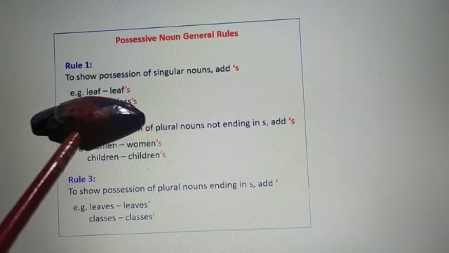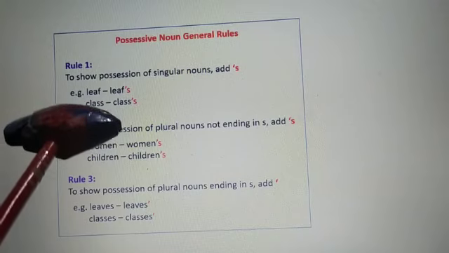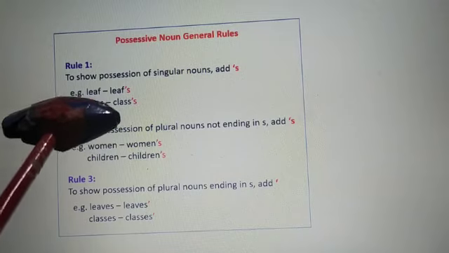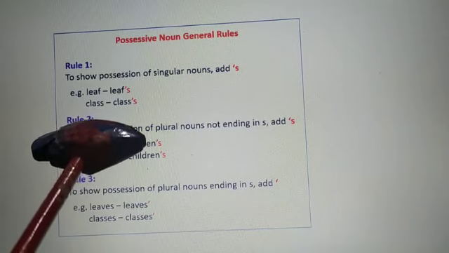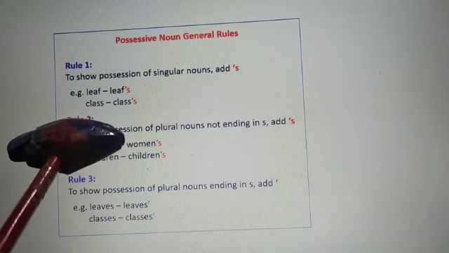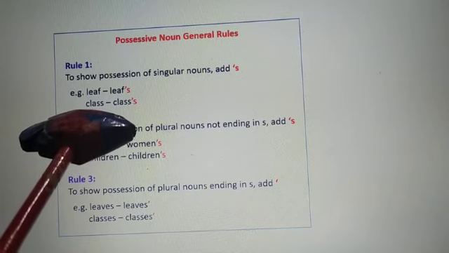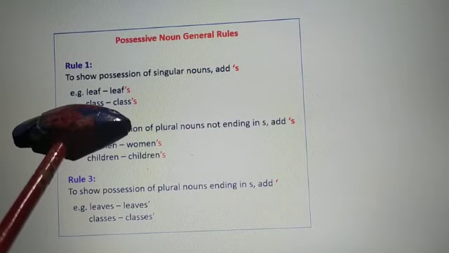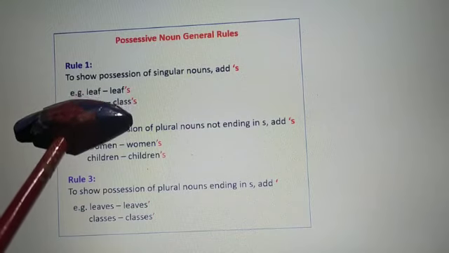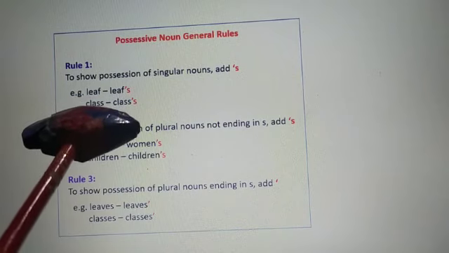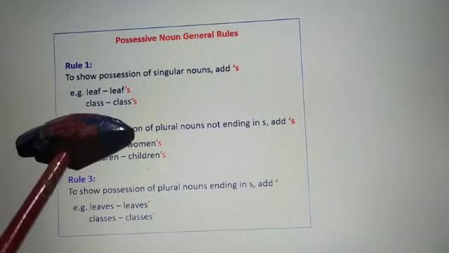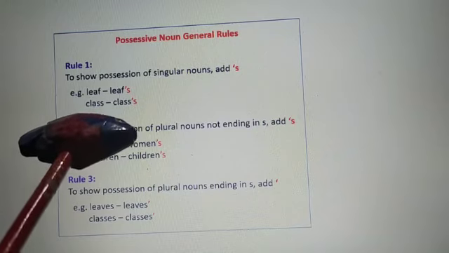Here you see class. Class is also a singular noun, but it's ending with s. Here we will also add apostrophe s. Class, then apostrophe s. Student, if it is the name of a person and in a singular form ends in s, like Tejas, remember that for Tejas you will not add apostrophe s, you will add only apostrophe. But if the name is Tom, then you will add apostrophe s.